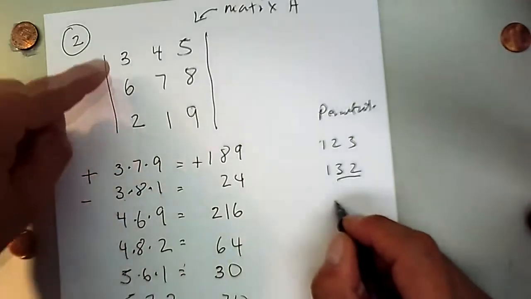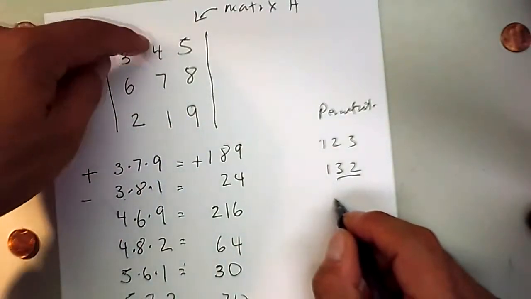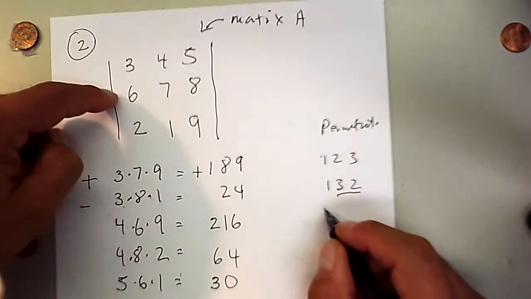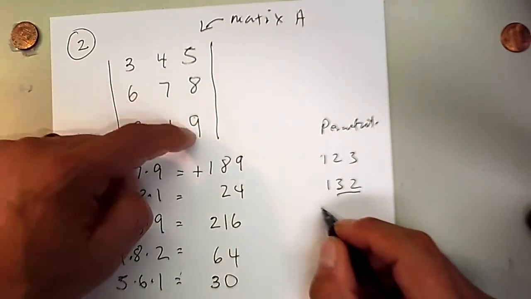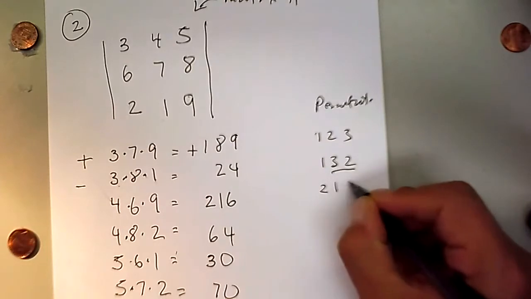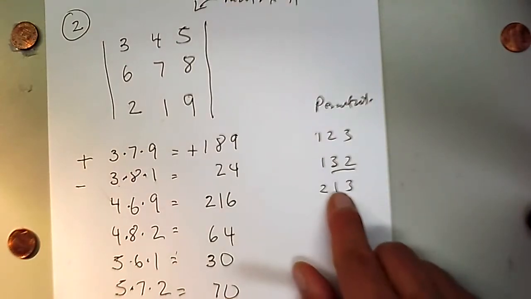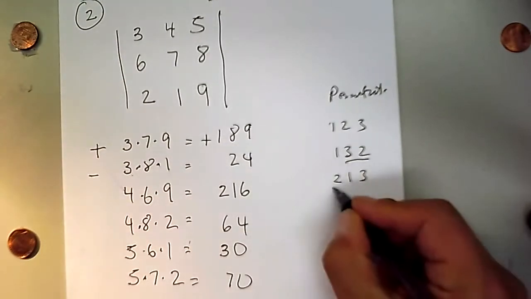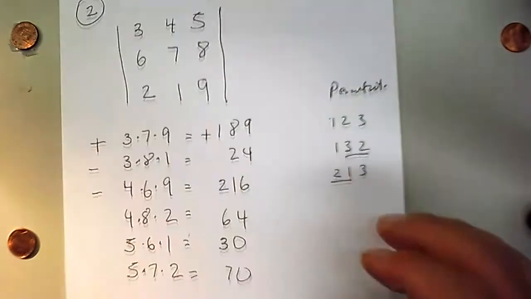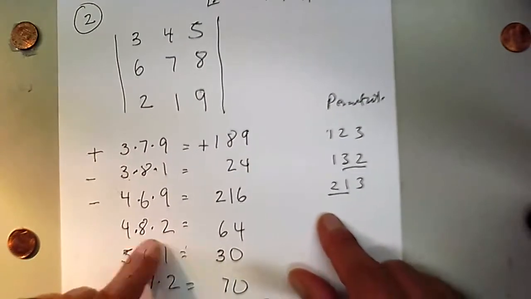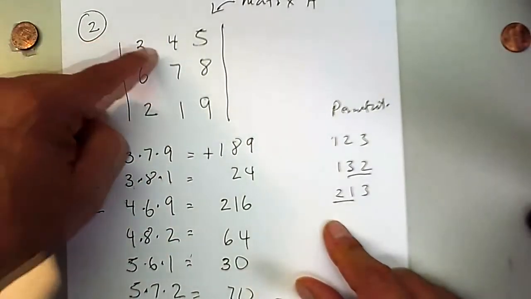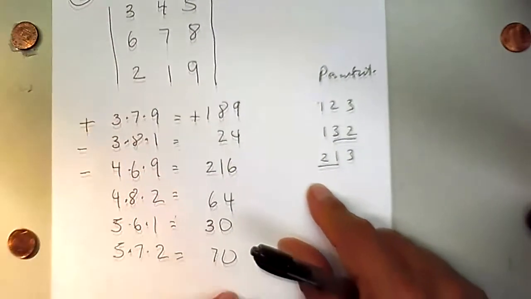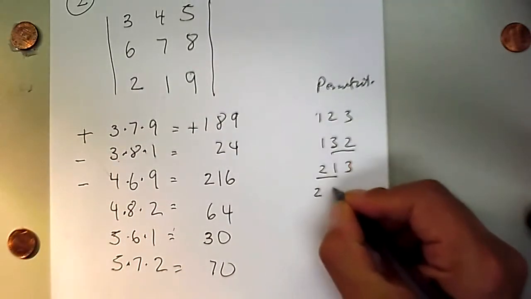4, 6, 9 comes from column 2, column 1, column 3, so that is 2, 1, 3. That's odd because all we have to do is one swap, so negative. This one, 4, 8, 2, comes from column 2, column 3, column 1: 2, 3, 1.